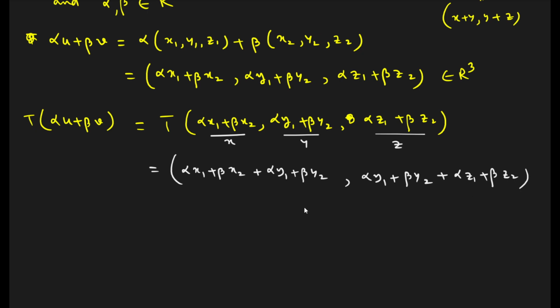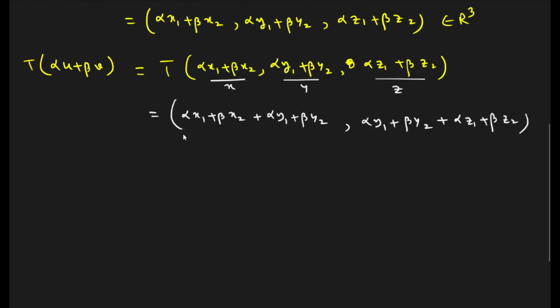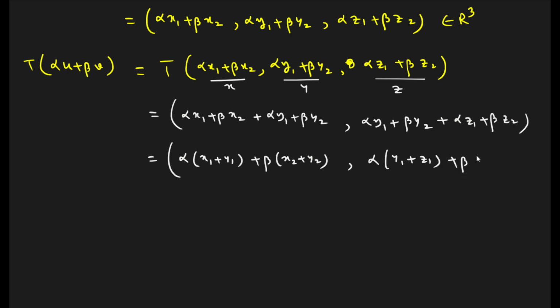Okay, so if you want to do more calculation, you can take alpha common, then you will get x1 plus y1, and after taking beta common, x2 plus y2. Here y1 plus z1 plus beta into y2 plus z2. If you want, you can write this line, or you can keep it here also, no problem. So this is our left hand side.